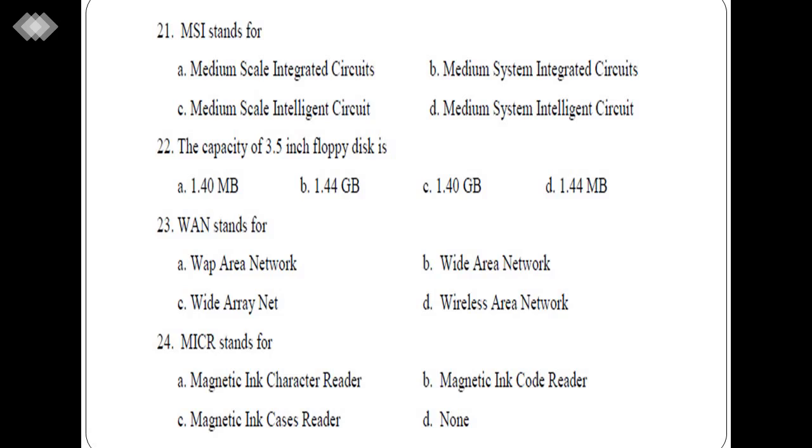Now question number 22, the capacity of 3.5-inch floppy disk is 1.40 MB, 1.44 GB, 1.40 GB, and the last is 1.44 MB. Now question number 23, WAN stands for Web Area Network, Wide Area Network, Wide Array Net, or Wireless Area Network. So select one. Now next question number 24 is MICR stands for Magnetic Ink Character Reader, Magnetic Ink Cases Reader, none, or we can say Magnetic Ink Code Reader.